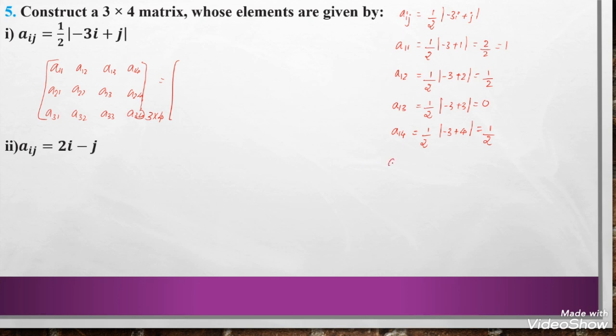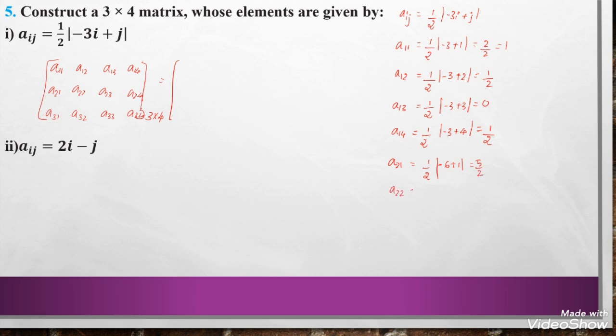elements of the second row, that is A21: 1 by 2. Next, minus 3 into 2, minus 6. Again plus j, 1. Minus 6 plus 1, minus 5. There is a modulus, 5 by 2.